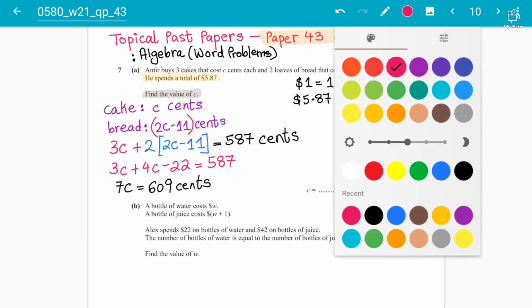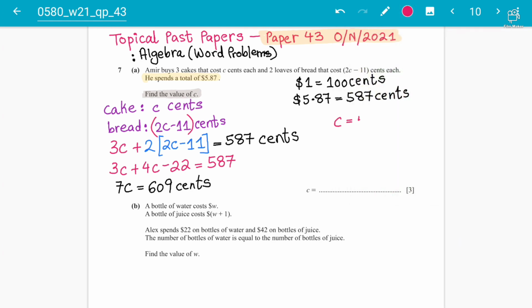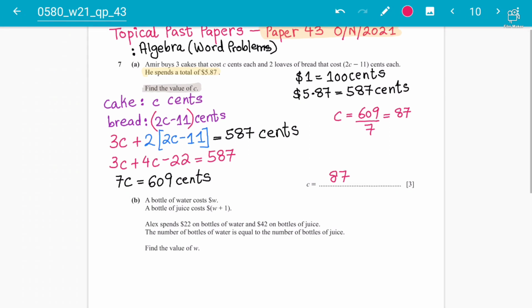So you just simply say that C is basically 609 divided by 7, and you can check in your calculator what answer is coming. It's going to come as 87 cents. So for the C value, make sure to write it here for 3 marks. You got that as 87 cents. Okay, students, hope everyone got part A.